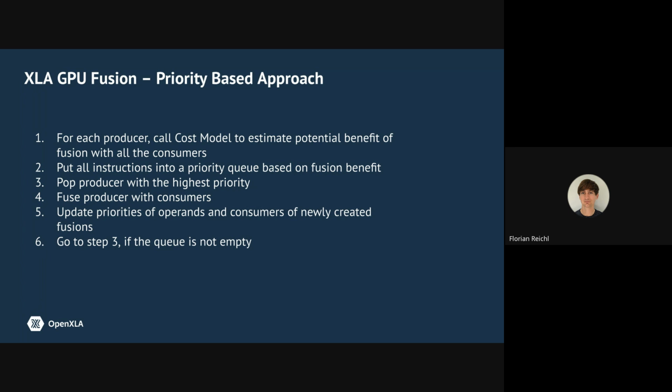So our goal for this quarter is to get this new fusion algorithm to be on par in terms of runtime performance with the old heuristics-based one, but without all the heuristics. And then hopefully in Q1 and later we can actually get some big wins.